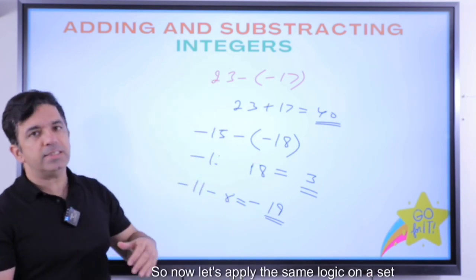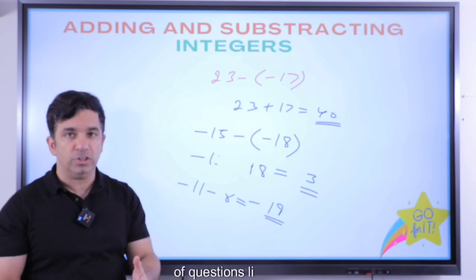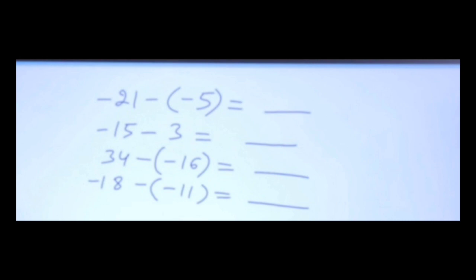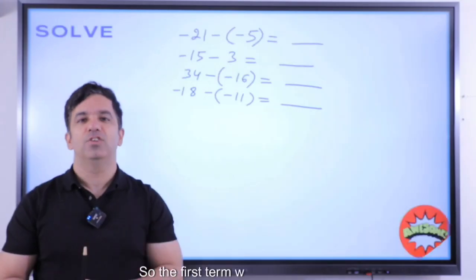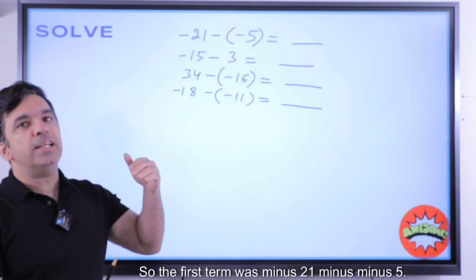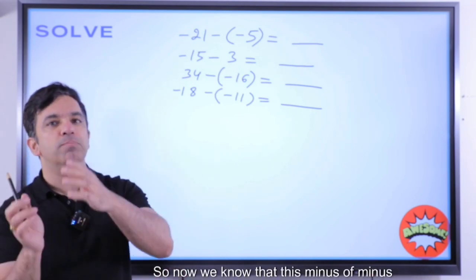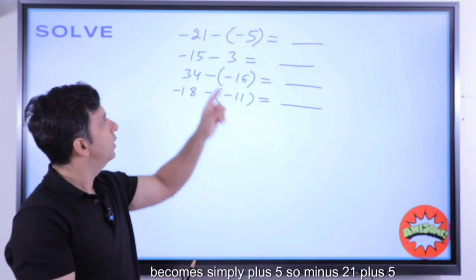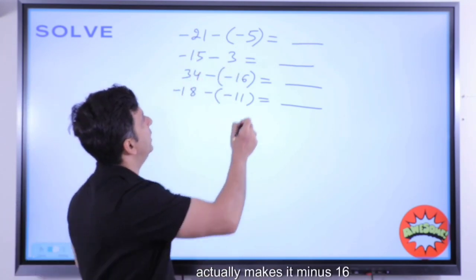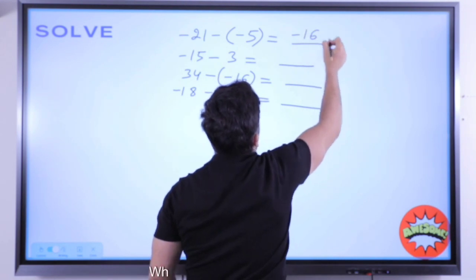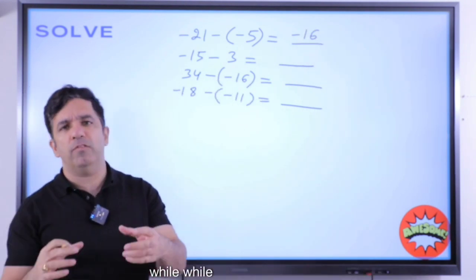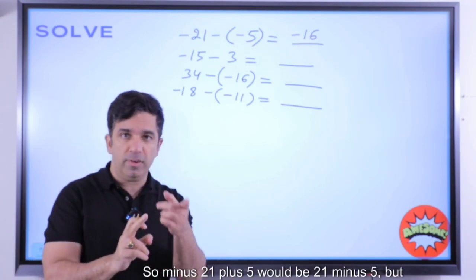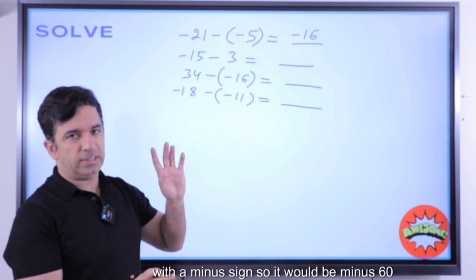Now let's apply the same logic on a set of questions like we have done for addition. So just solve this one now. The first term was minus 21 minus 5. Now we know that minus of minus becomes plus. Minus of minus 5 becomes simply plus 5. So minus 21 plus 5 makes it minus 16, which is the same logic that we have used while adding these two terms. So minus 21 plus 5 would be 21 minus 5, but with a minus sign. So it would be minus 16.